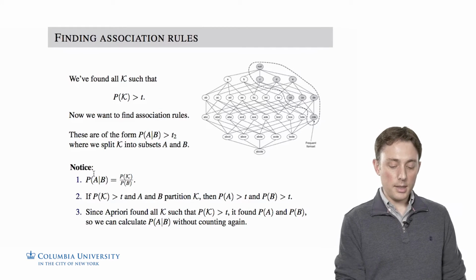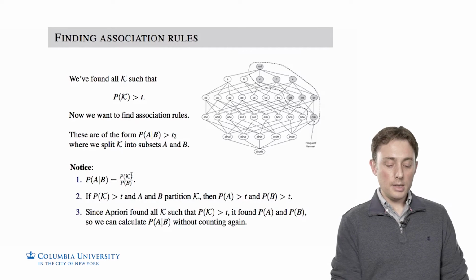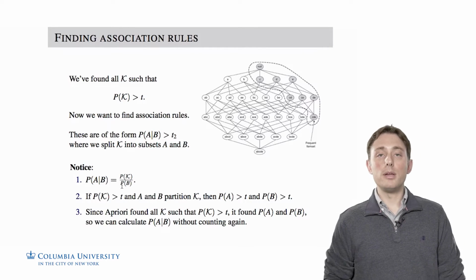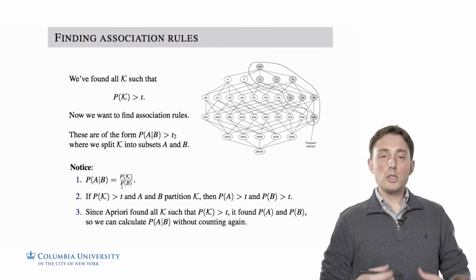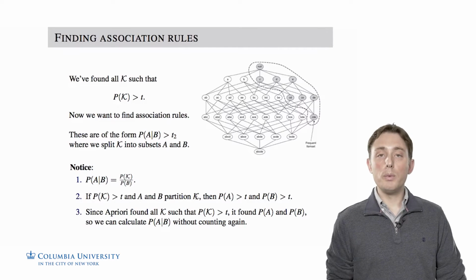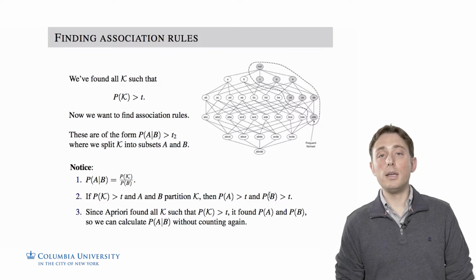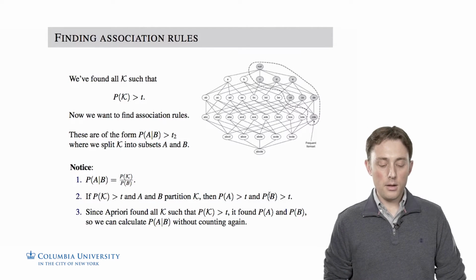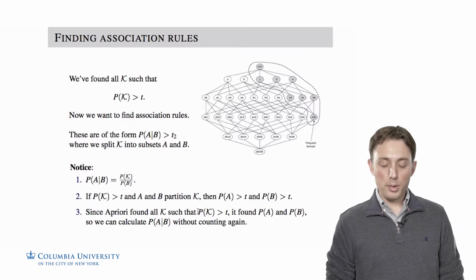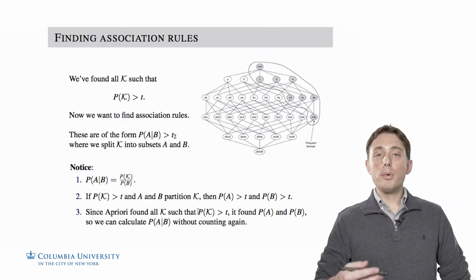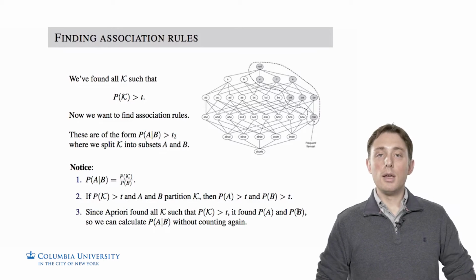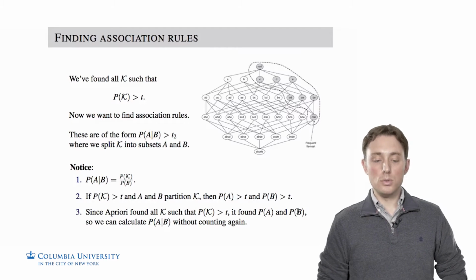So first, let's notice that the conditional probability of A given B is equal to the joint probability of A and B, which is the probability of the set K, divided by the probability of the set B. So if the probability of the set K is greater than T, and if A and B partition K, then we know that the probability of A and the probability of B are also greater than T. And since the a priori algorithm found all subsets such that the probability of that subset was greater than T, the a priori algorithm also found the set A and the set B separate from their union, and also found the probabilities of those two sets.